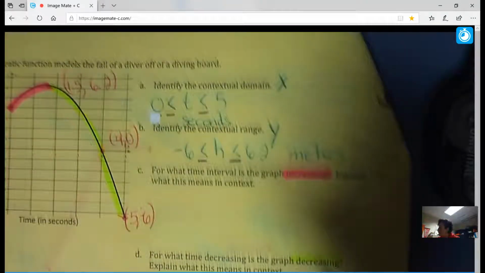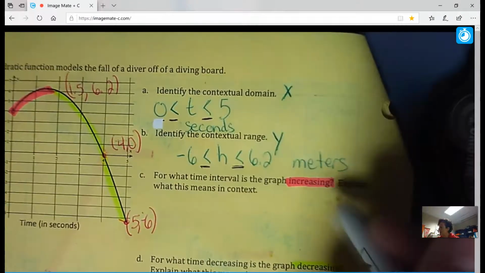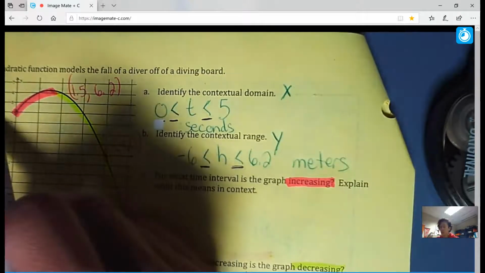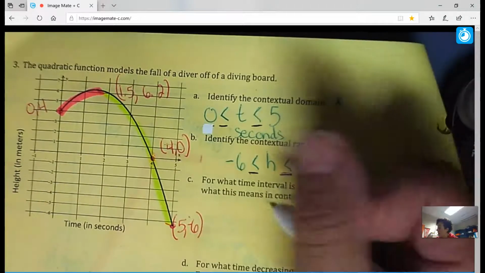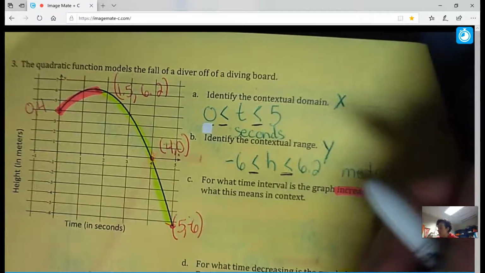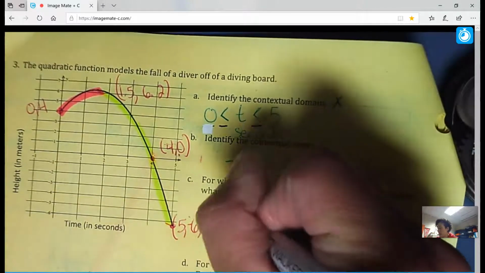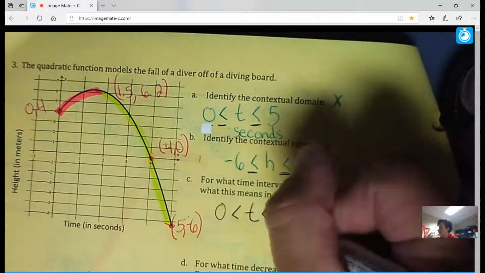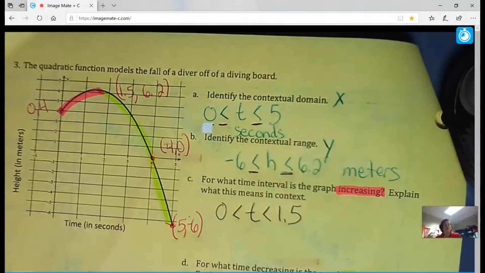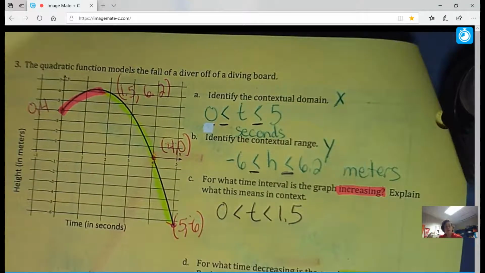So where is it increasing? Well, it starts at 0. I look at my x value, and it stops increasing at 1.5. I'm going to use t for time. You could also use x. It starts at 0 and goes to 1.5 seconds. So in between 0 and 1.5 seconds, the diver is increasing in height.